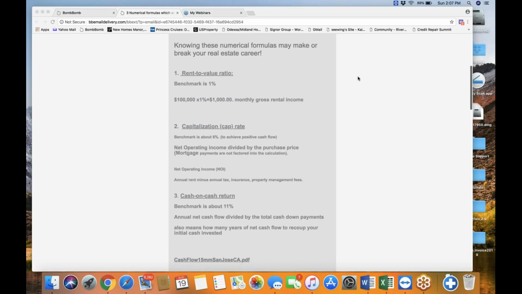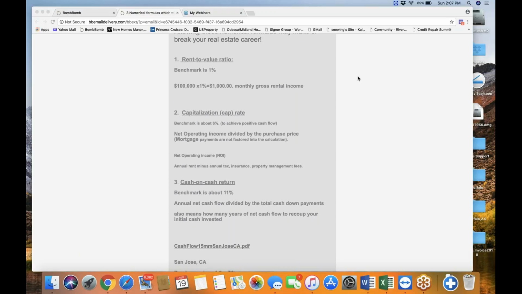The first formula, as you can see right here, is rent to value ratio. And the benchmark is 1%. Let me give you a simple explanation. Let's say you're going to buy a $100,000 investment property. It's a 1% rule, okay? A rent to value ratio is nothing more than a 1% rule. The 1% rule means 1% multiplied by the purchase price, which in this example is 100 grand, equals about $1,000 monthly gross rental income before any deductions.